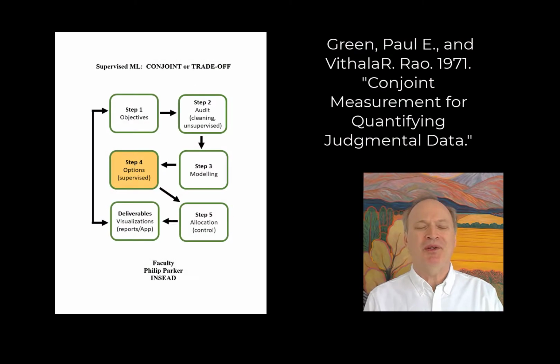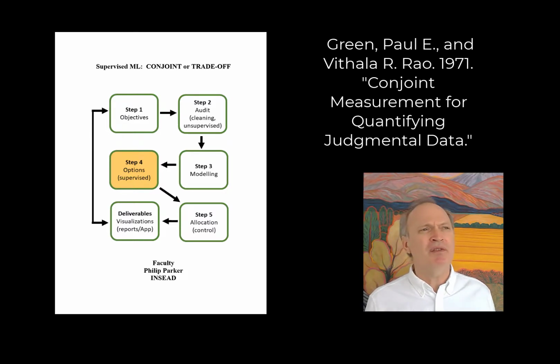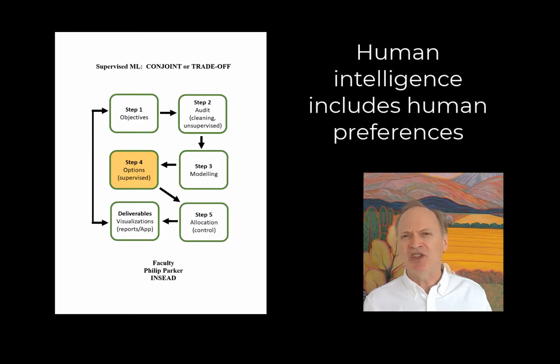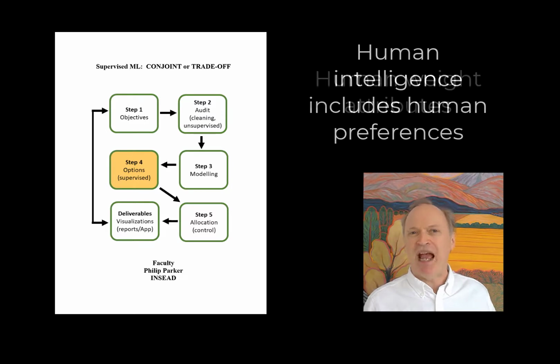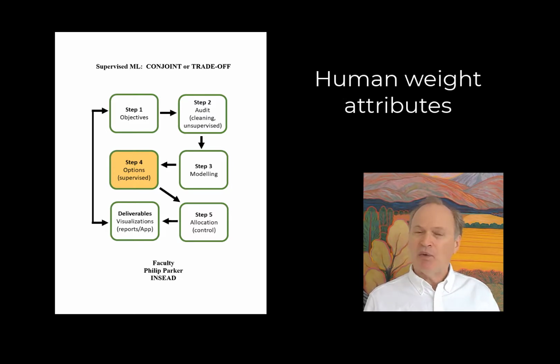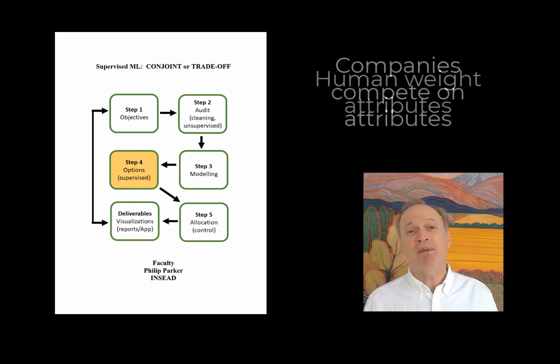Hi, this is Phil Parker, and what I'd like to do now is talk to you about what I believe may be the most important supervised machine learning tool that's used in strategy today. It finds its origin with Green and Rao, who did all these studies to try to reverse engineer consumer preferences, thinking that consumer preferences are largely a function of the attributes of the products that they're buying. Relatively intuitive insight, but it actually was quite profound on how it affected so many businesses.